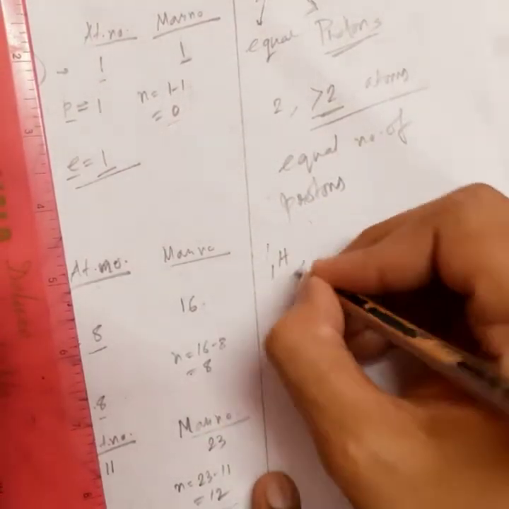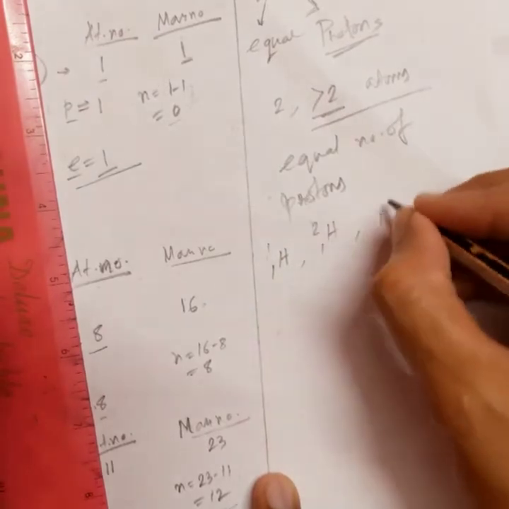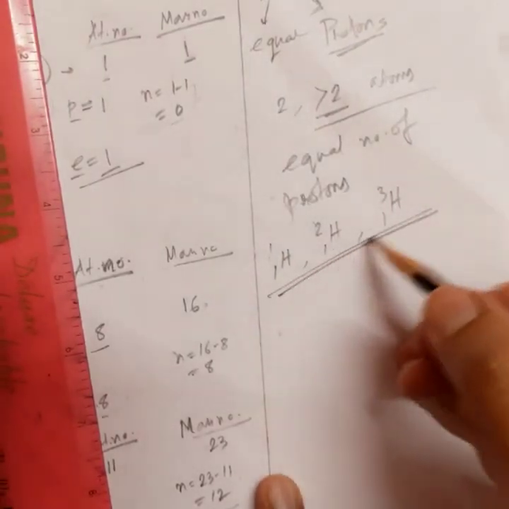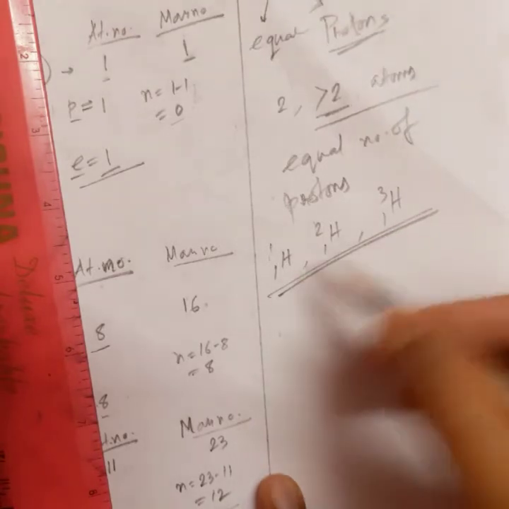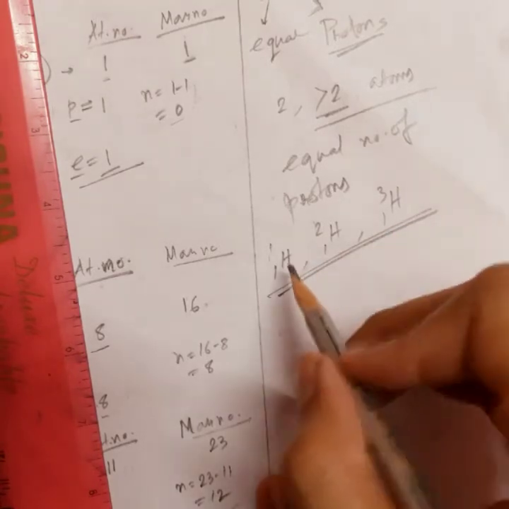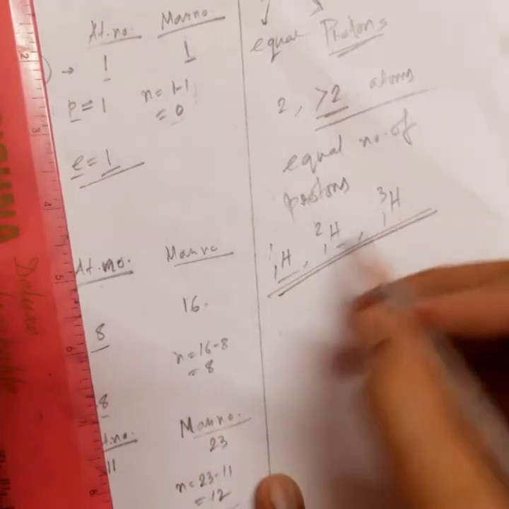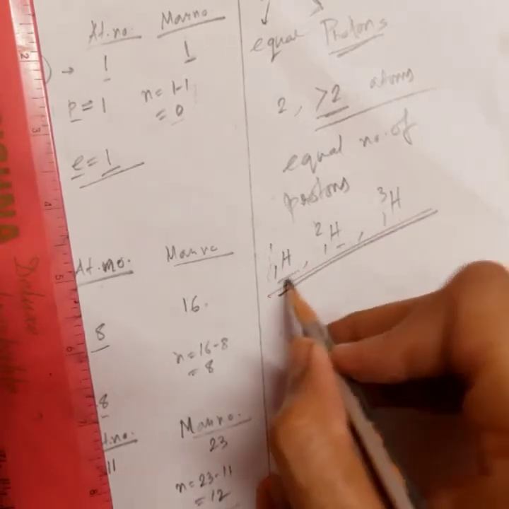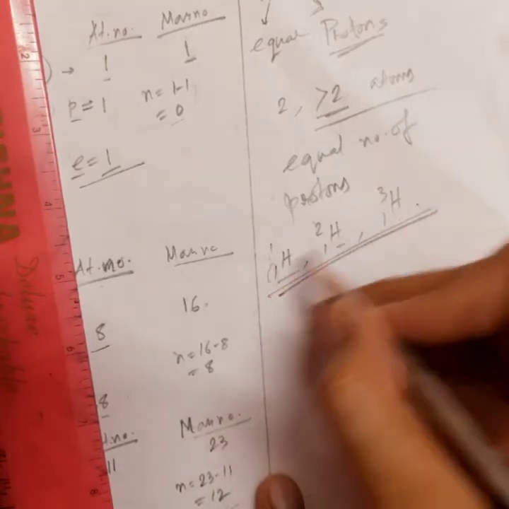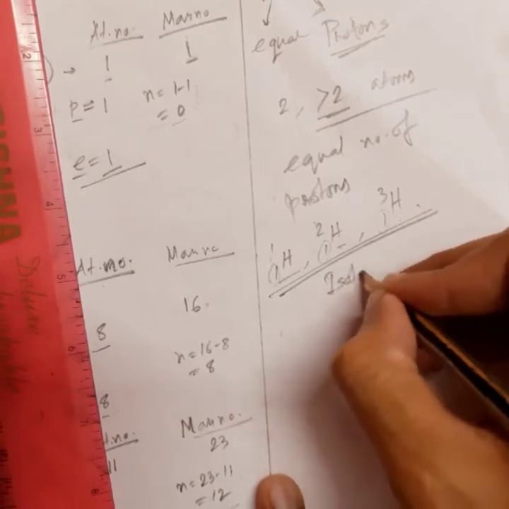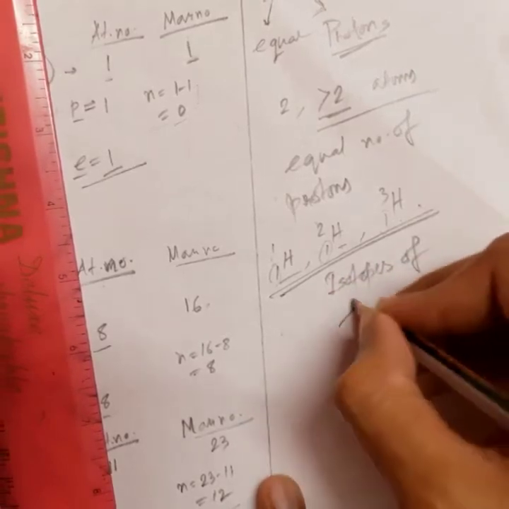Say we are talking about 1H1, 1H2 and 1H3. By now all of you have learned that these three are nothing but different types of atoms of hydrogen. They are called isotopes of hydrogen. This one is called protium, this is called deuterium, this is called tritium. Although these are different atoms, they have the same number of protons, so they are called isotopes of hydrogen.